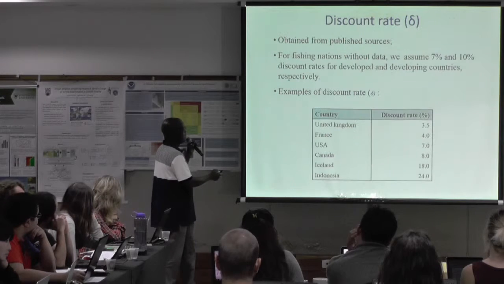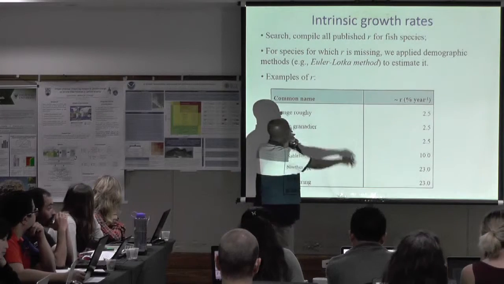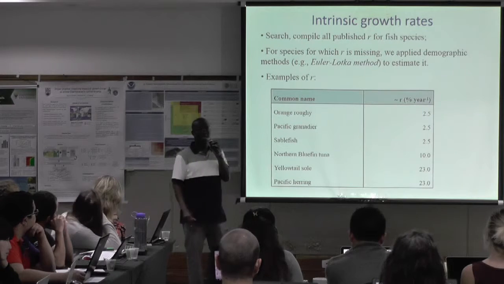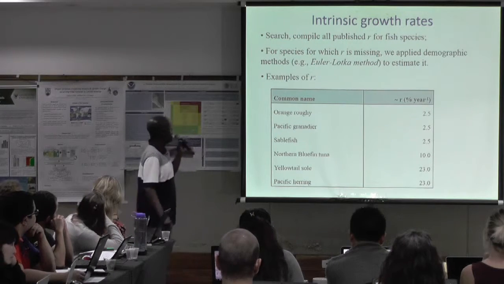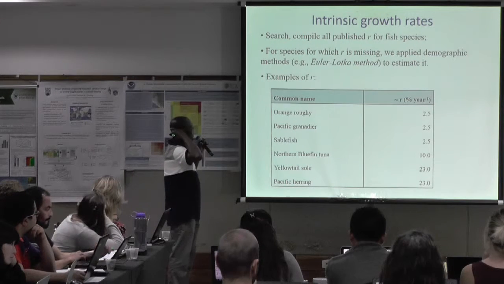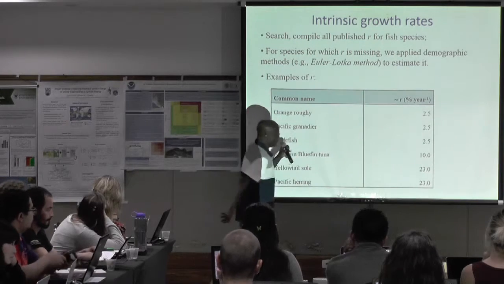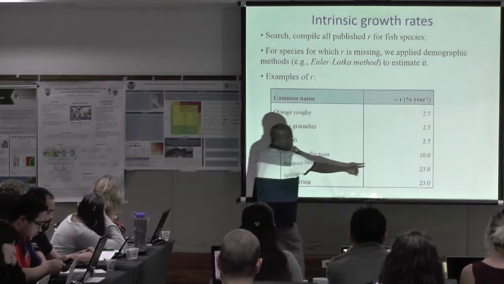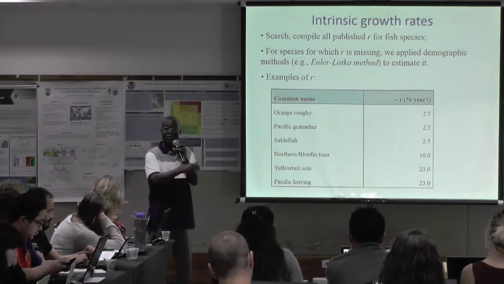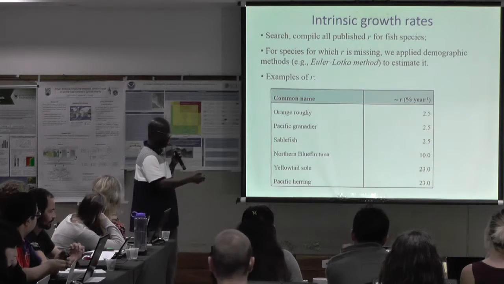Just to give you some idea of the intrinsic growth rate of some fish species in the database, orange roughy, we got like 2.5%, maybe it's a little lower. All these numbers are either supported by the literature or by our model. Pacific rockfish, for example. So these are just examples of some growth rates. Pacific herring, that's quite high, 23% each year. So that's the kind of fish you can, everything being equal, go after, right? Because it grows fast.